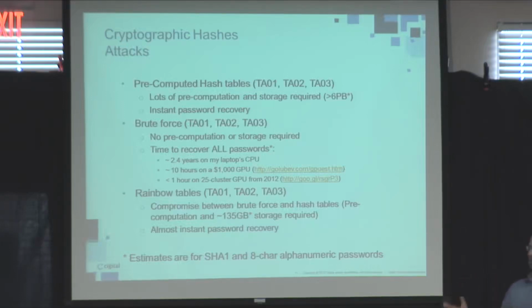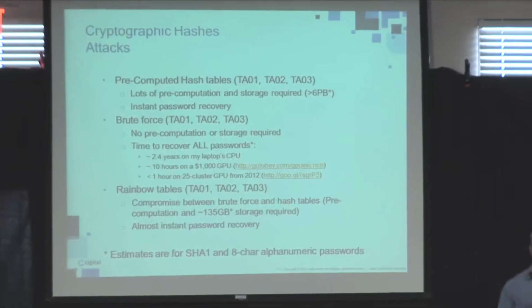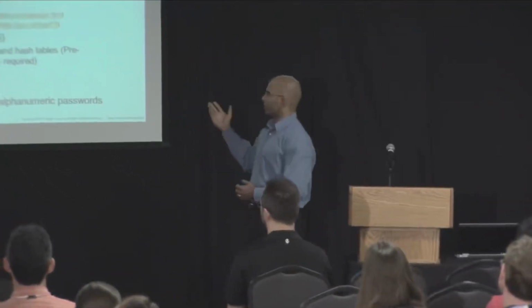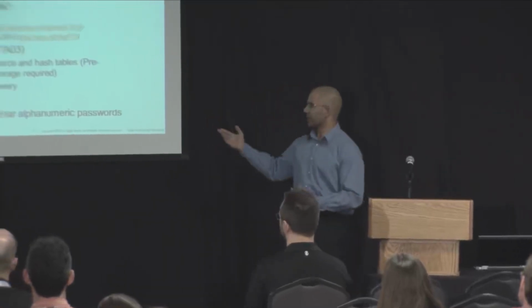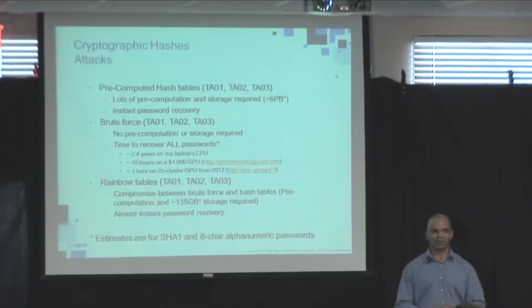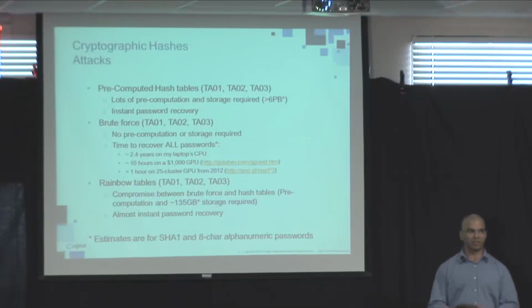However, if we actually did that, once we got a database of SHA-1 hashes, we could recover them pretty much instantly. All we'd have to do is a table lookup. We've already done all the computation work. Brute force is the other end of the spectrum, where we don't do any pre-computation and don't store anything at all. When we get the actual password table, we start reversing all the hashes. In the worst possible scenario, again 8-character alphanumeric passwords and SHA-1 hashes, just on my laptop CPU it would take me about 2.4 years to recover all those passwords. That's getting a little bit unreasonable.